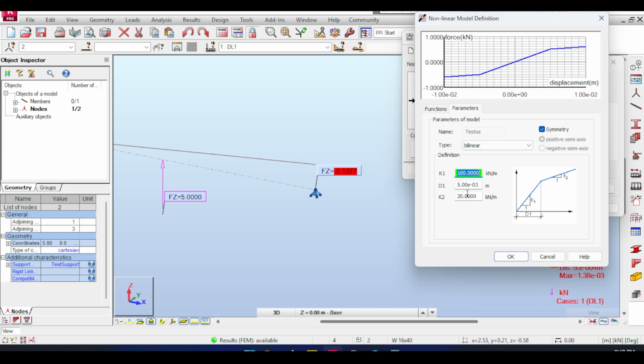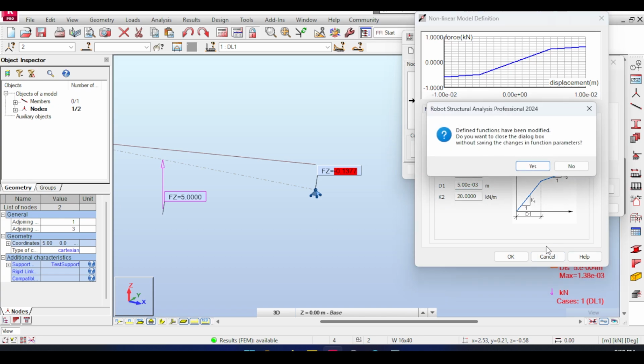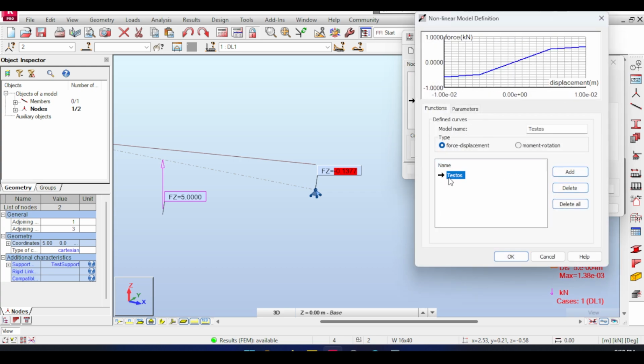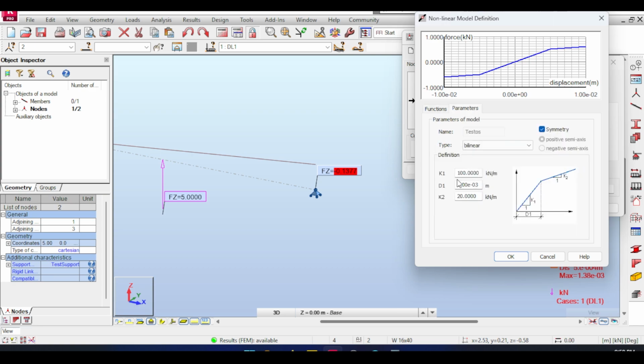But we think, wait, why did the 20 not play any role? Well, it didn't play any role because you haven't passed the second threshold, or the bilinear threshold. The threshold is 5 millimeters, or 5 times e negative 3. We didn't reach that here, obviously. We just reached 1.38. We didn't reach the 5, and that's the reason why the only stiffness we got is this one.